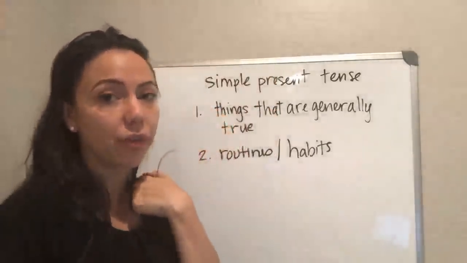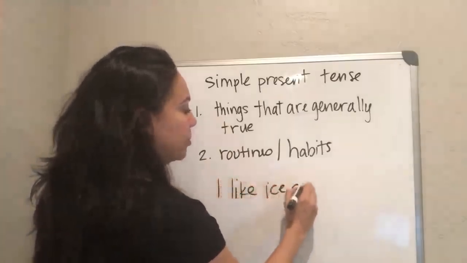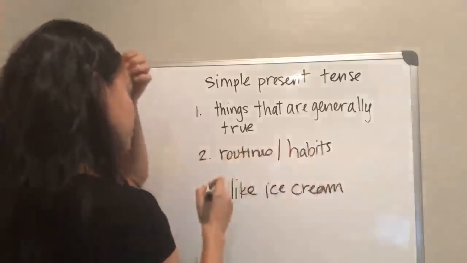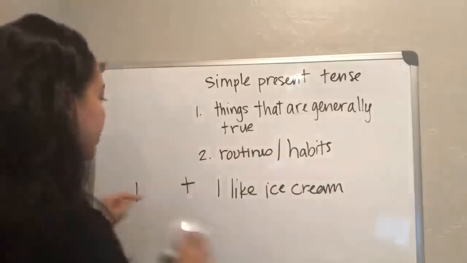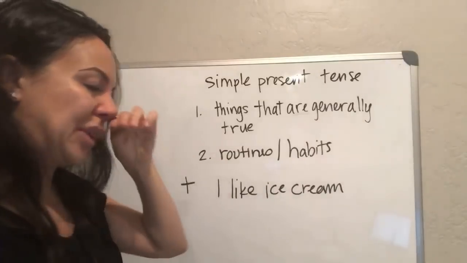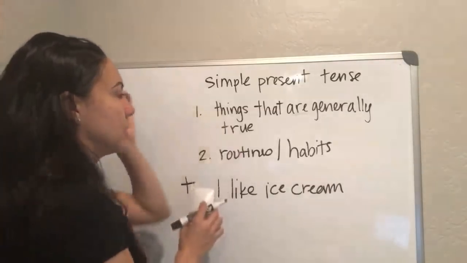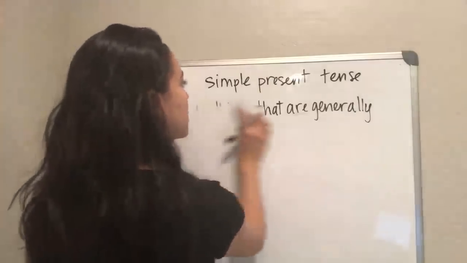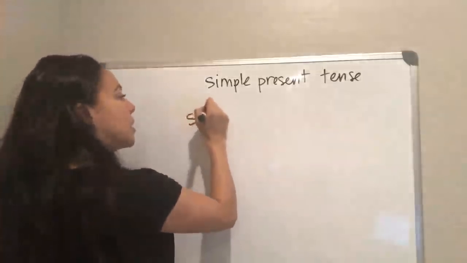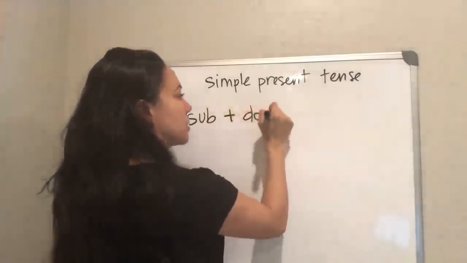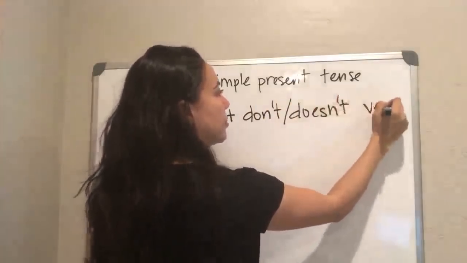All right, so I mentioned before, I like ice cream. This is a positive sign, meaning that you're agreeing with it. It's affirmative, so positive. All right, now, when we do the negative, when we do the negative, we're just gonna have the subject plus don't or doesn't, and then the verb.